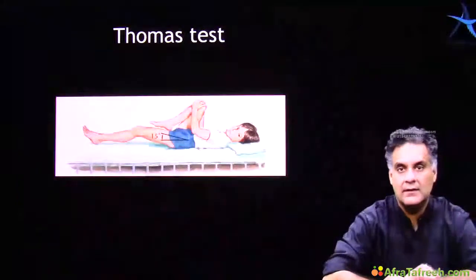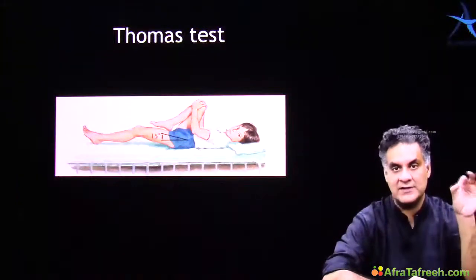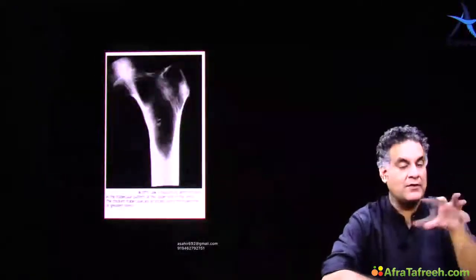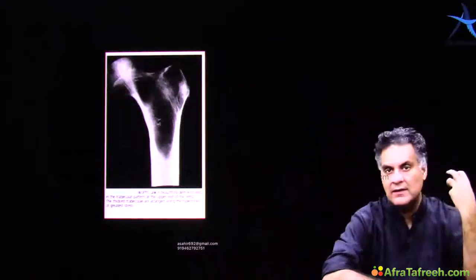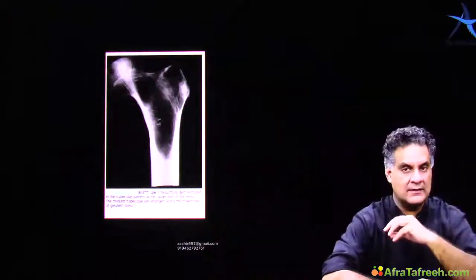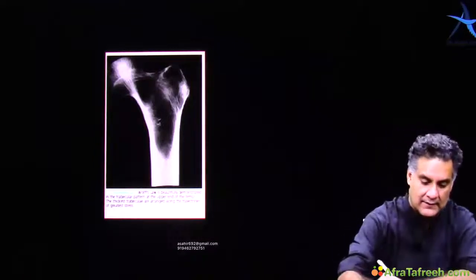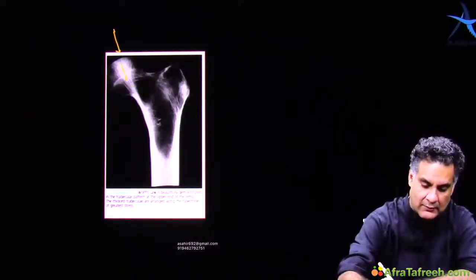Thomas test is for hip flexion deformities. And if you look at the upper end of the femur, the bony trabeculae clearly show that form follows function. So along the weight bearing axis, there is more density of the trabeculae.